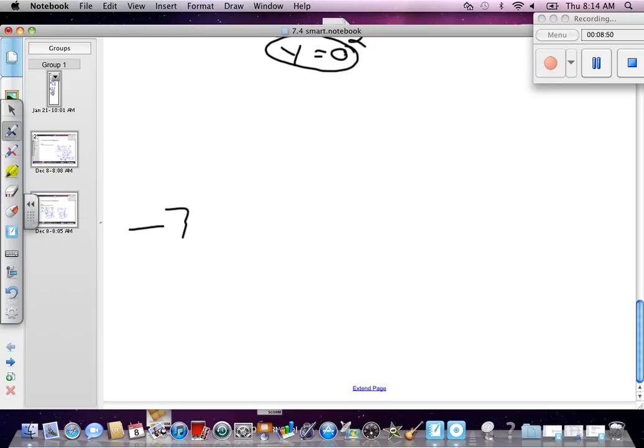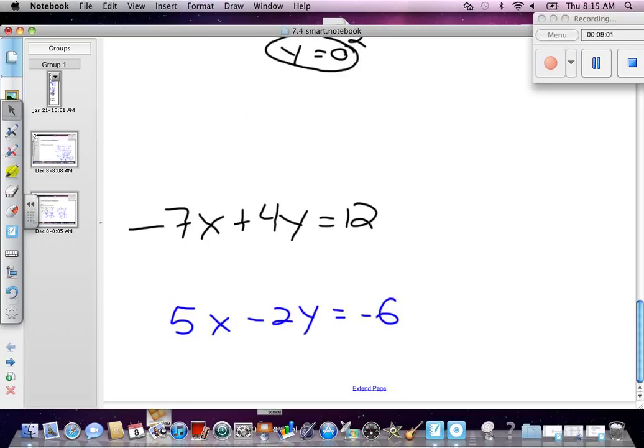We've got negative 7x plus 4y equals 12. And we've got 5x minus 2y equals negative 6. So, Katie, can I add these straight down and get rid of a letter? No. Okay? It won't work. So I'm going to look at it. Well, 7 and 5, I can't really multiply one of those to get the other, so I don't want to do those. So now I'm going to look at the y's. What could I multiply one of the y's by? Negative 2? Not negative 2. 2. Positive 2. Positive 2. Oh, yeah.